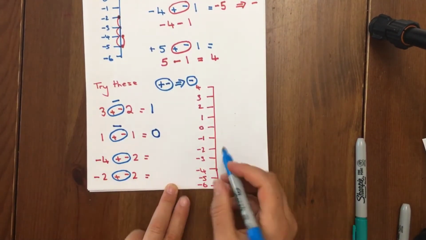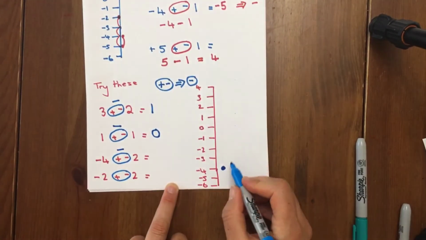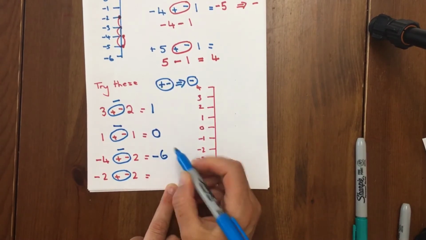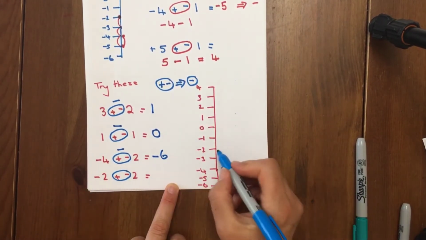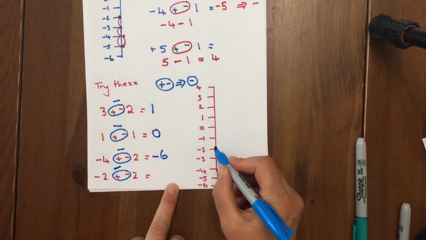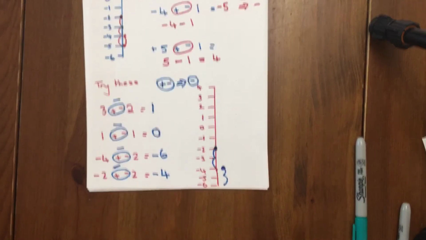This one here means start at -4 and go down 2. 1, 2. End up at -6. This one means start at -2 and go down 2. 1, 2. We end up at -4.